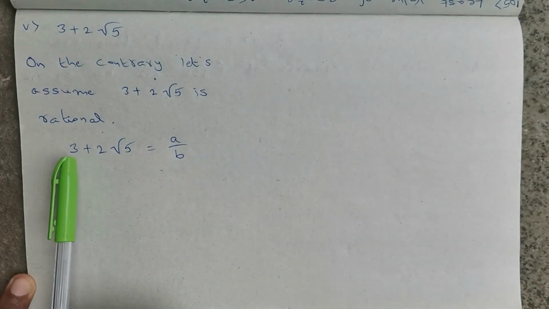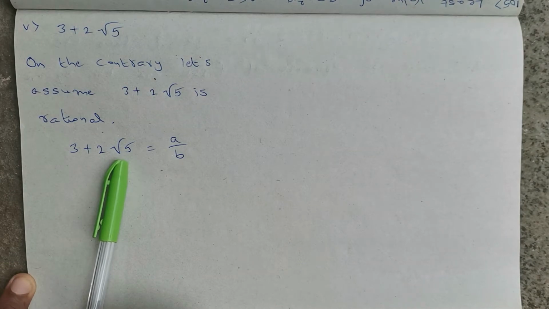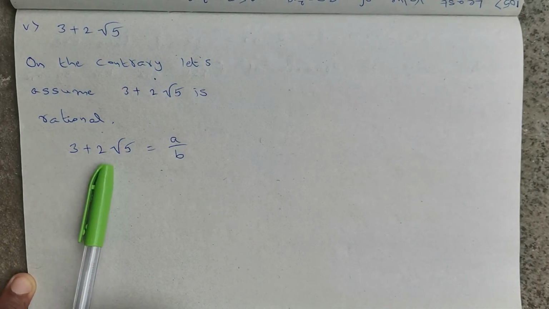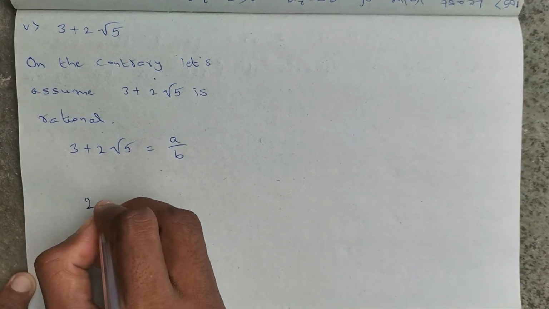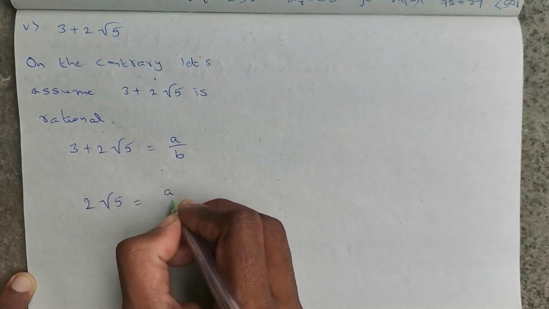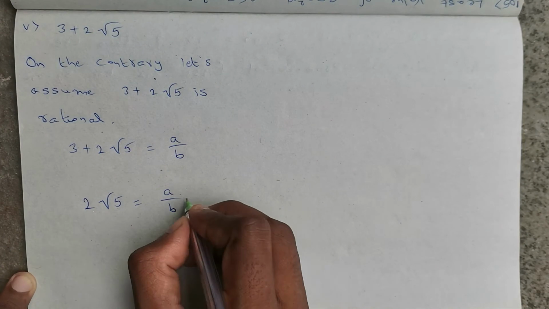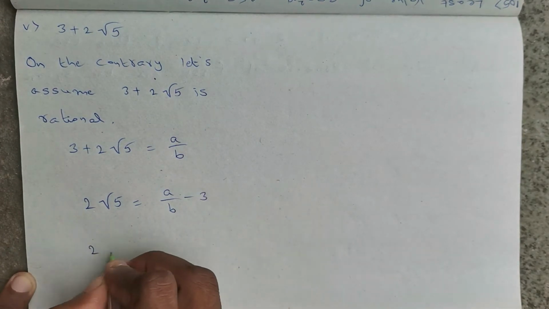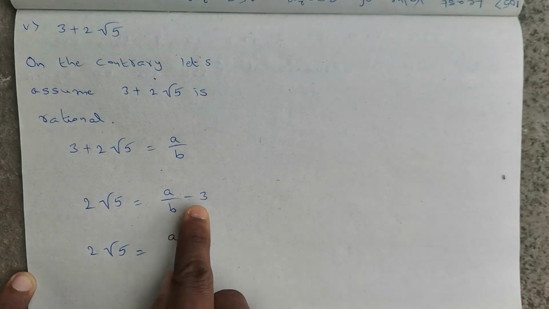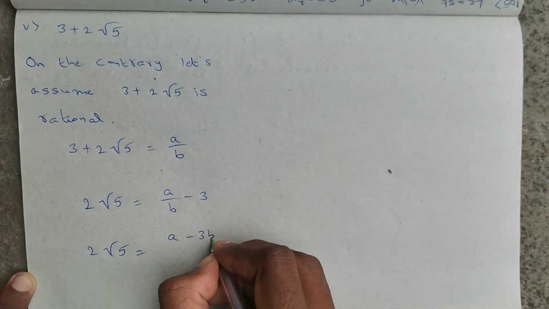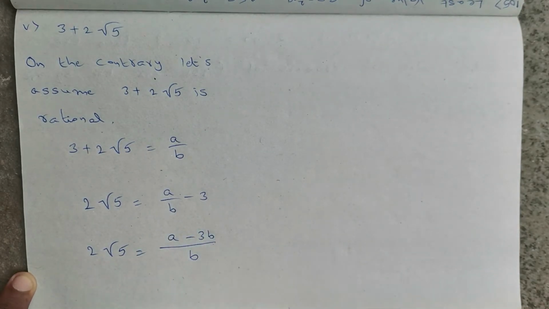Here 3 is a rational number, 2 root 5 is an irrational number. So one rational, one irrational. No need of squaring on both sides. Simply take this 3 to the right side. 2 root 5 is equal to a by b plus 3 will become minus 3. 2 root 5 is equal to (a minus 3b) whole divided by b.